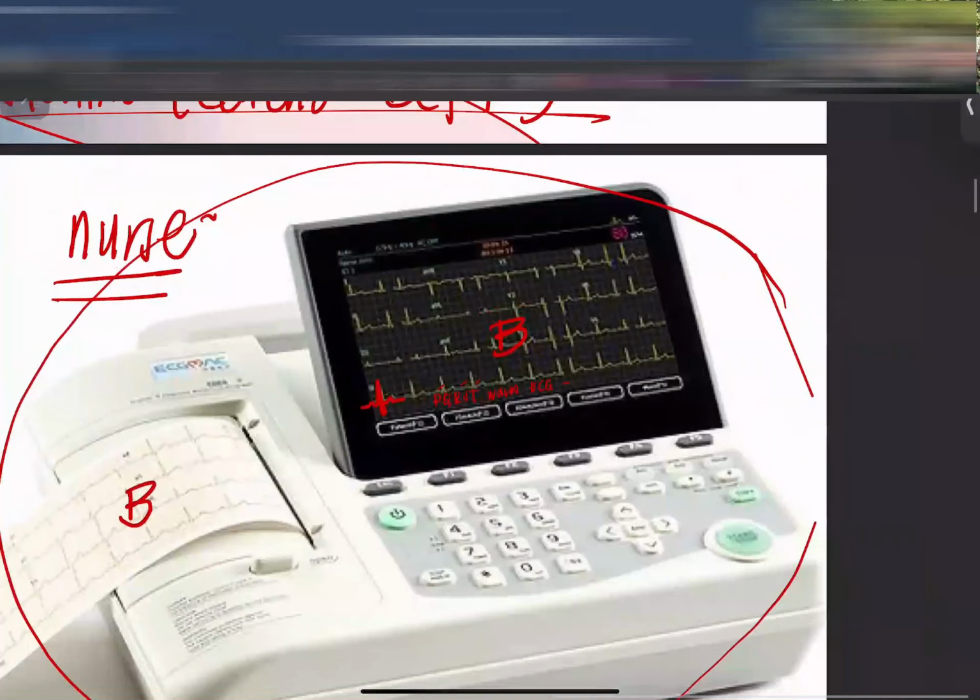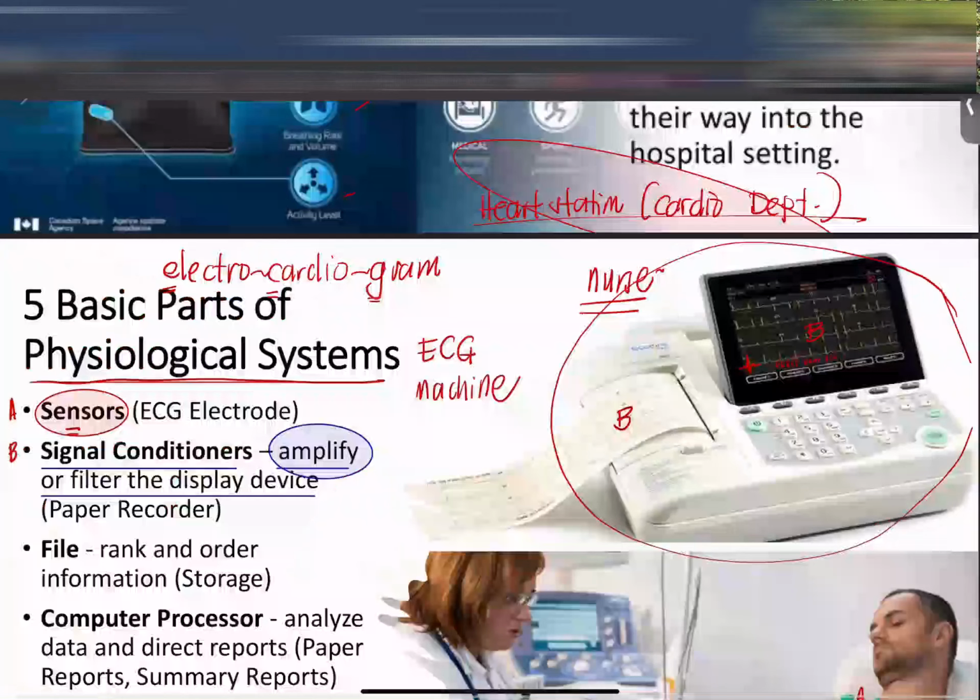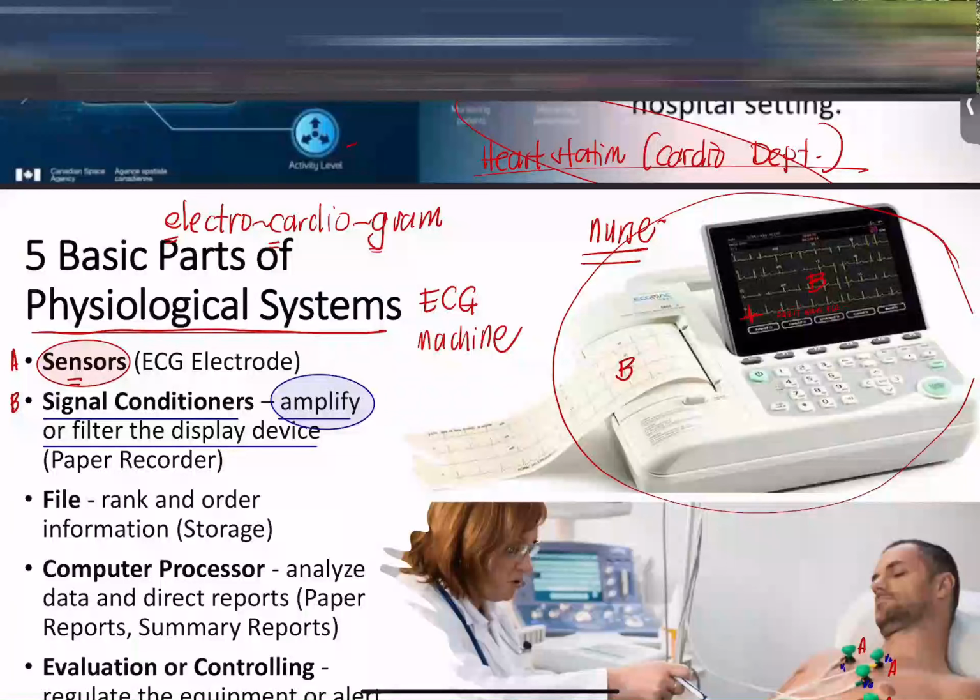Pagkatapos, class, there would be the filing. So, class, the filing will be able to rank and order the information. Class, saan po nangyayari yung filing? If you would look at these pictures that I have, that happens here inside the machine. Okay? Inside the machine. So, class, for example, yan yung ECG machine natin.